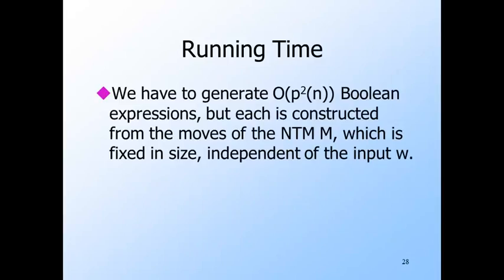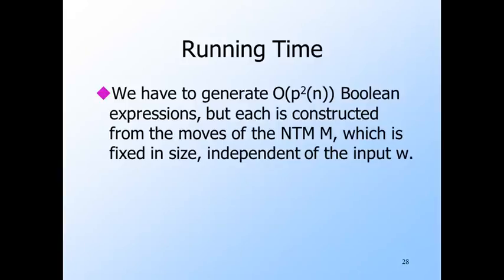Moves right consists of the AND of 2p squared of n expressions, 2 for each ID i and position j. One of the 2 is the expression that says the symbol doesn't change if the head is not nearby. The other says that if the head is nearby, then the 6 relevant symbols are related in such a way that they reflect one move of M.